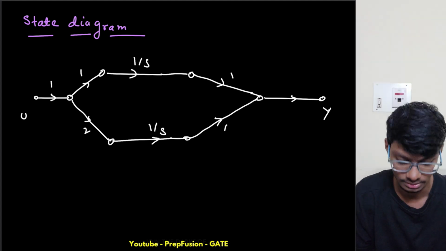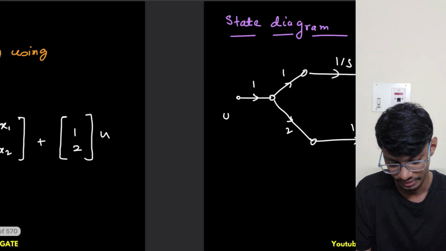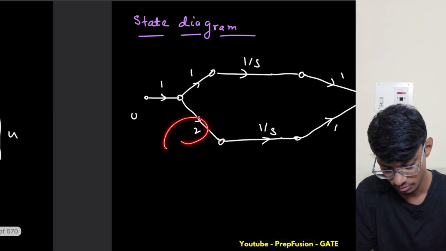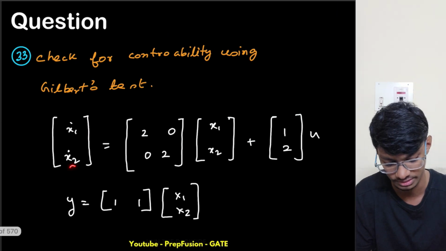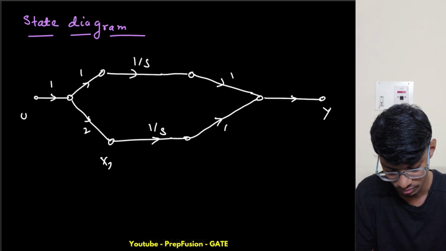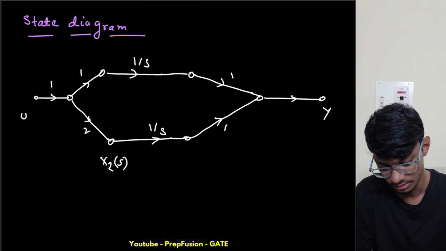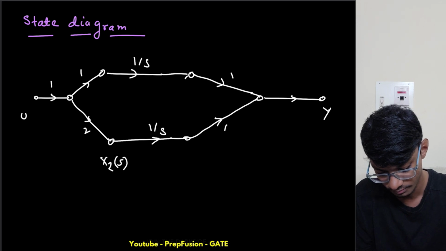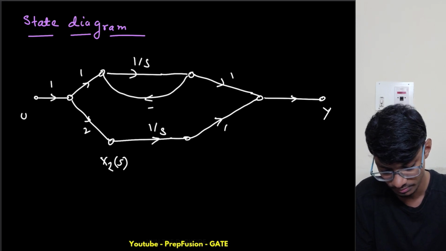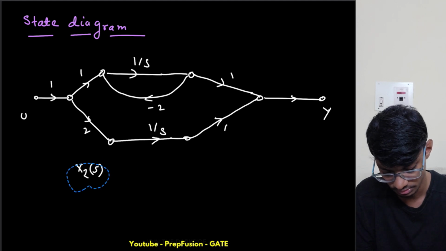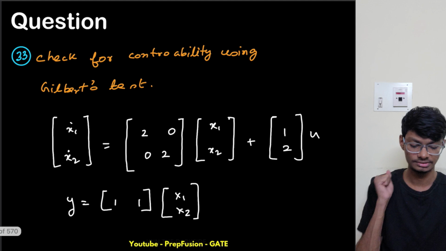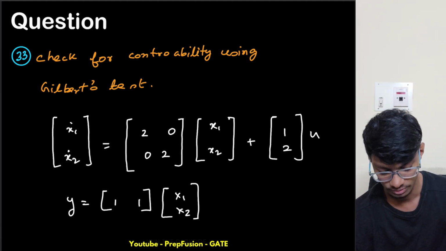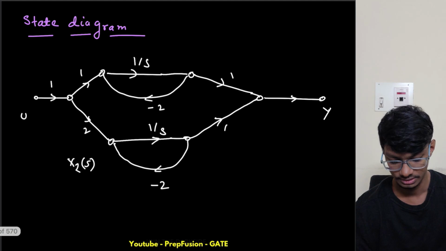Why is this true? Due to this one. I'm assuming this is one state variable and this is another state variable, so this is the second state variable, x2 of s. And what is the feedback here? The feedback here is simply -2. Let me write this here. So this is basically the state diagram.